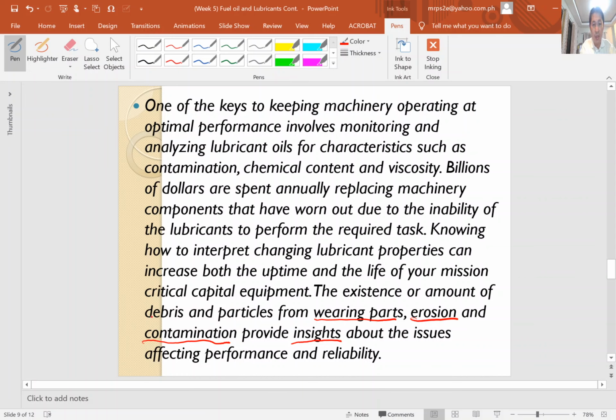So the debris and particles. Why are they there? The existence of this debris and particles and the contamination, you know already that there is a problem with your engine by means of analyzing your oil for contamination, the chemical content of your oil, and the viscosity. So you will know there is a problem with your system.